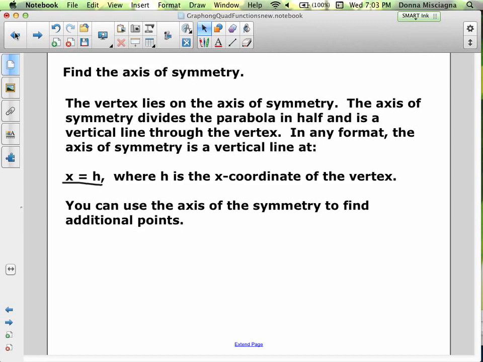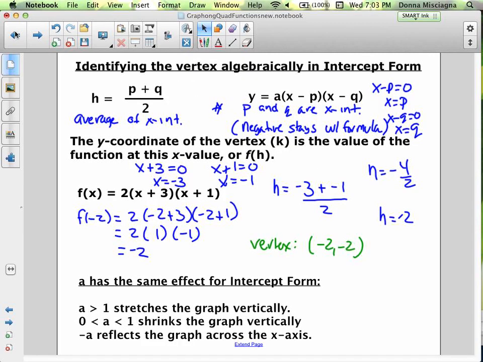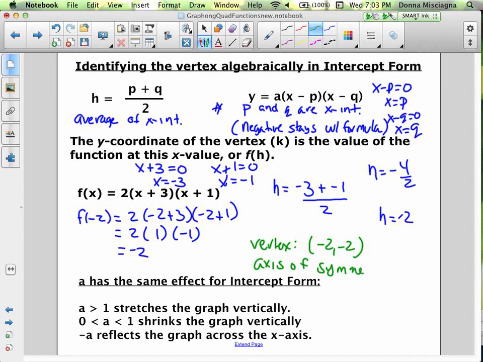So in the last equation, our axis of symmetry, of course, was the equation x equals negative 2, because it's tied to that value, the x-coordinate of the vertex.